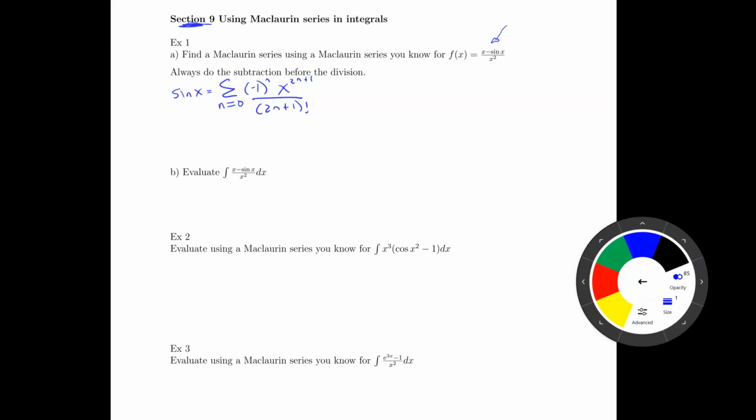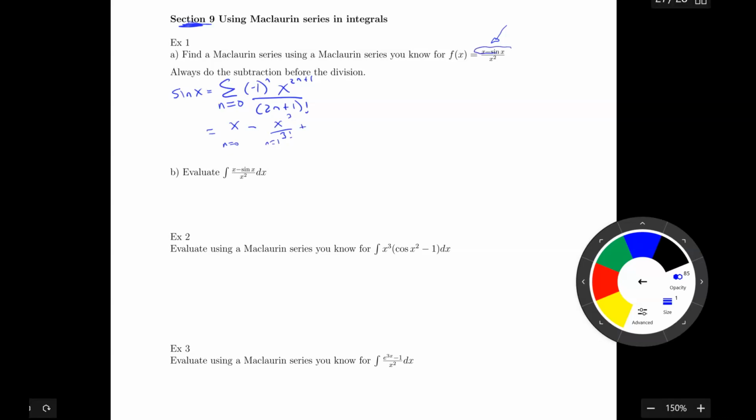So here's sine of x, and I want you to know that when you write out the first few terms, that's going to help you to know how to take away something. So when I plug in n equals 0, I get a positive 1. Here I get an x, and then over a 1 factorial. So the first term is x. The next term, when I plug in n equals 1, I get a negative x cubed over a 3 factorial, right? And then it continues on with the odd terms.